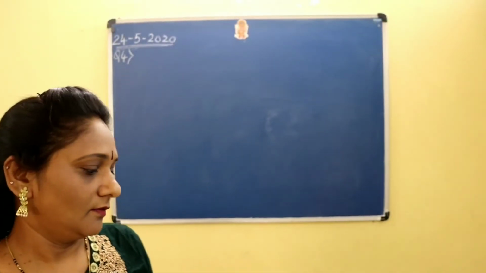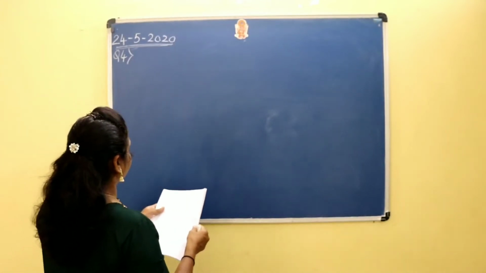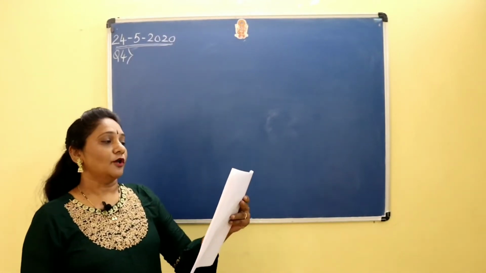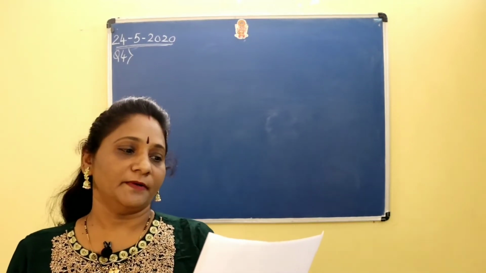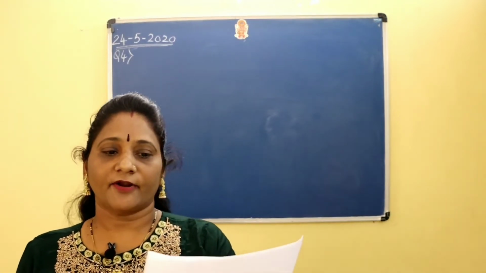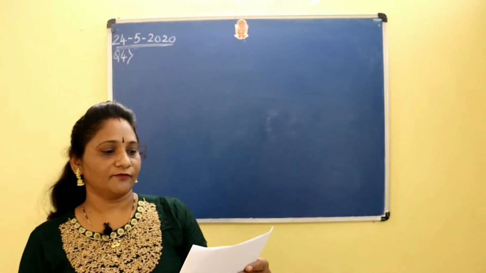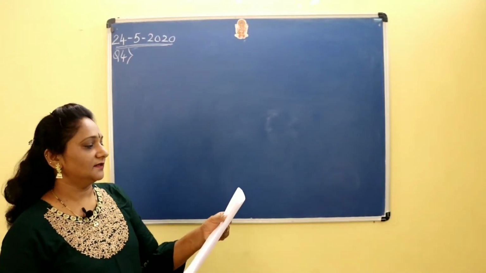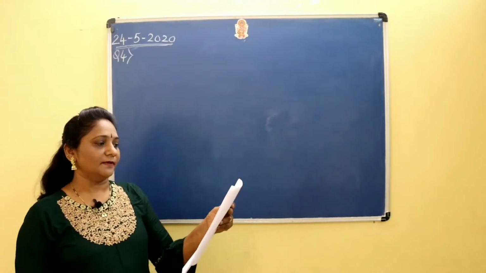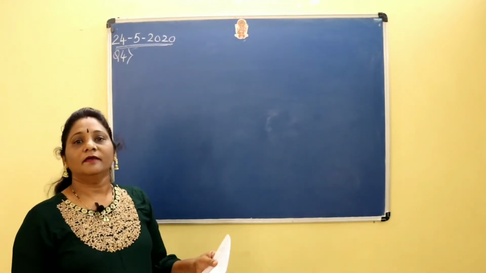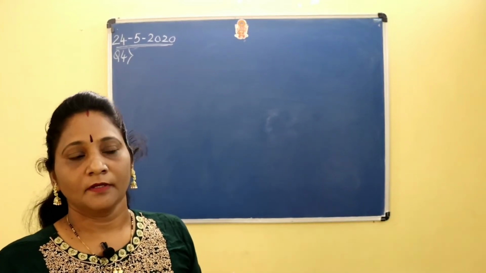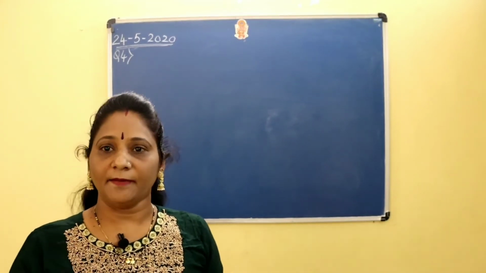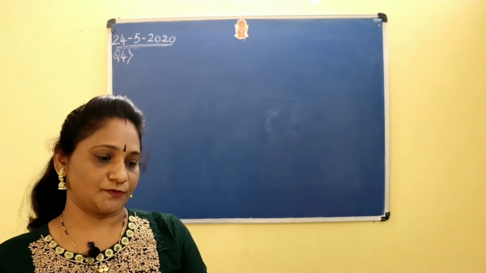Question number 4, exercise 1.1, question number 4. Which of the following are APs? If they form an AP, find common difference d and write 3 more terms. So here you have to see whether the given list of numbers are in AP. If they are not in AP, then we have to mention they are not in AP. If they are in AP, then we have to find the next 3 terms.